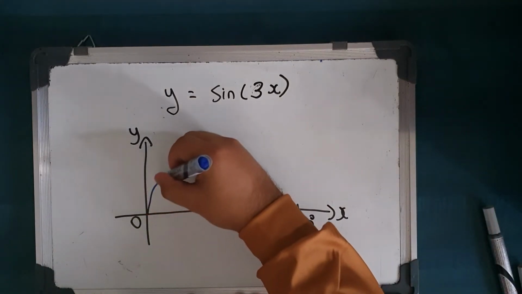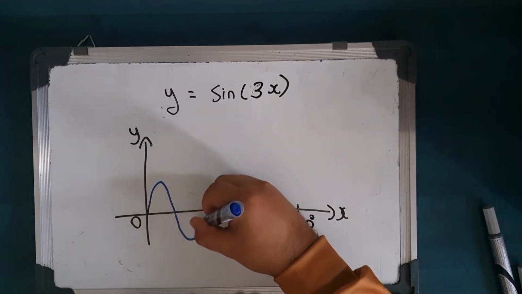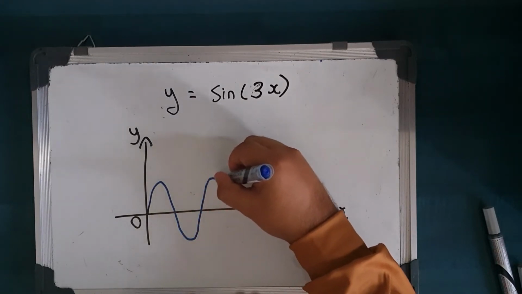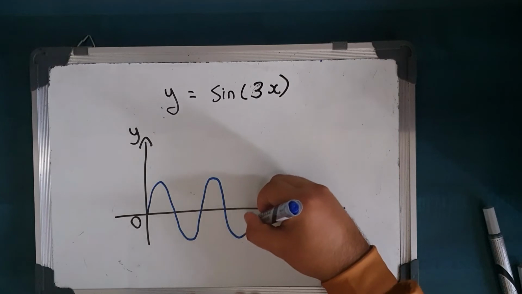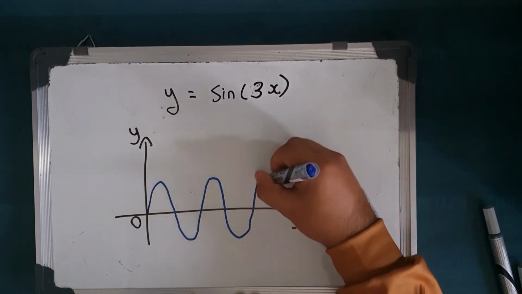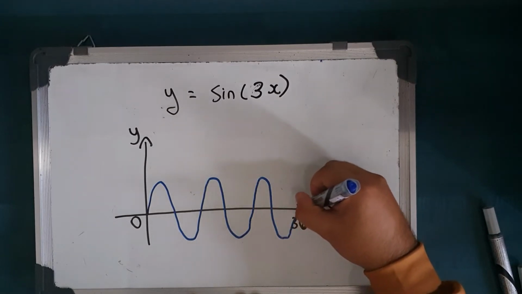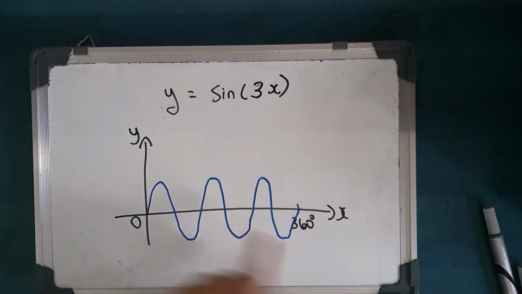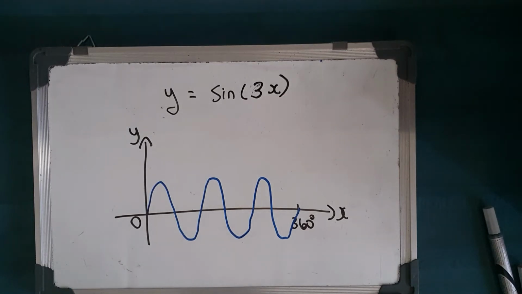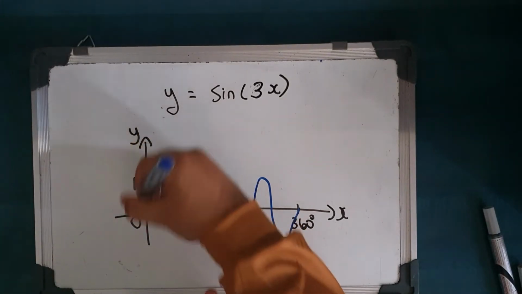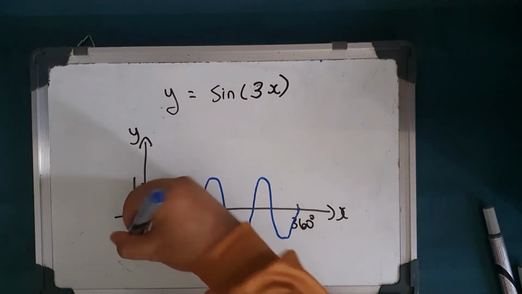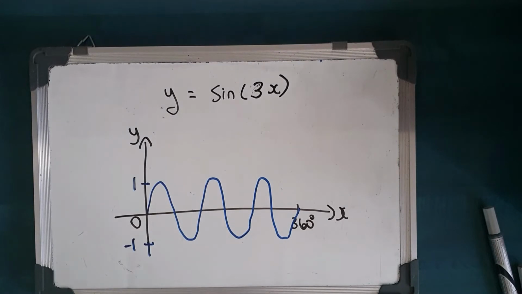So I'll have 1. Make sure the amplitude is the same. I have another 1. It's a bit fat there, doesn't matter. And another 1. It must stop at 360 because I want to have 3 complete sine waves between 0 and 360. The highest and lowest value doesn't change. So this is still 1 and this is still negative 1. And that is how you draw sine 3x.